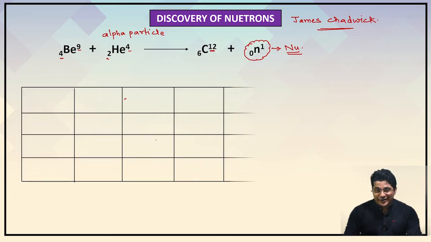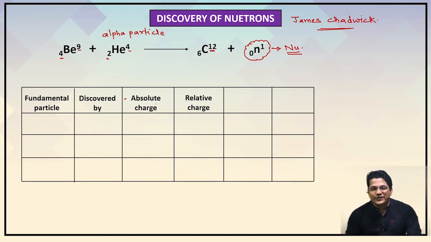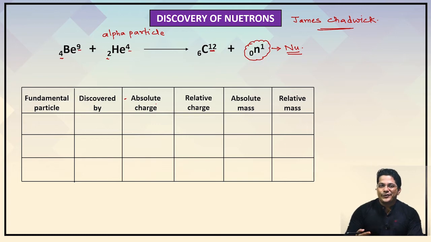So, this is your table. What all things do we need to understand over here? Something very, very important. The very first thing we'll be discussing is the fundamental particles, then who discovered them, what is their relative charge, absolute charge, relative mass, and absolute mass. Before starting, understand that whenever you solve problems, you would always use absolute charges and absolute masses. Relative charges and relative masses are only used for representations.